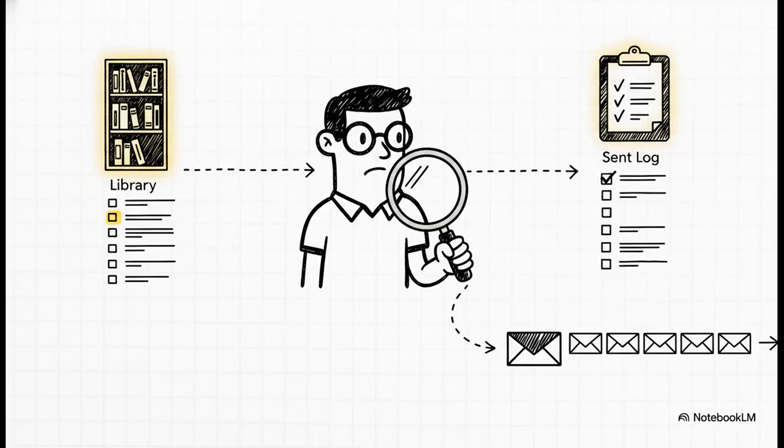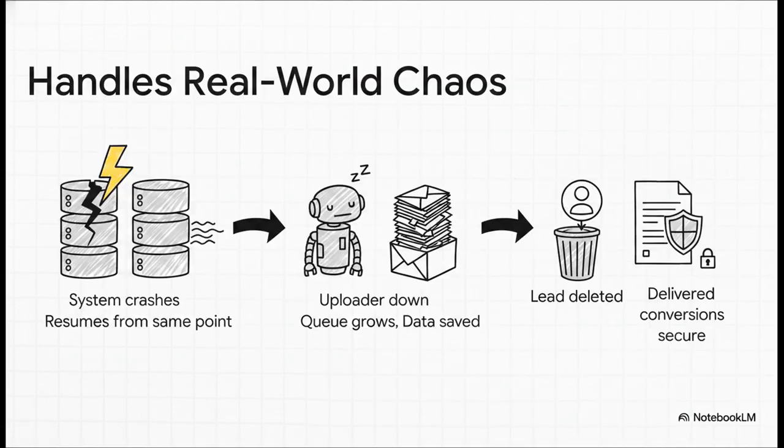And if by some 1 in a billion chance something still goes wrong, there's one last line of defense, the reconciler. Every single day, this script does a full audit. It checks the entire permanent library against the mailroom's sent logs, and if it finds even one conversion that should have been sent but wasn't, it fixes the mistake right then and there. It's the ultimate guarantee. And this just shows you how ready this system is for real-world chaos.